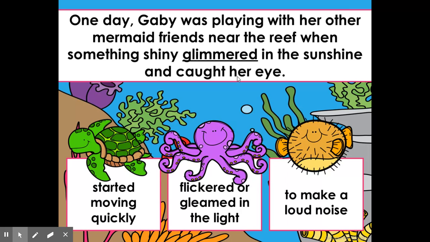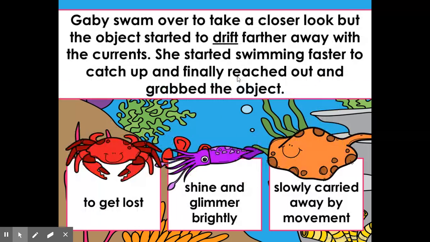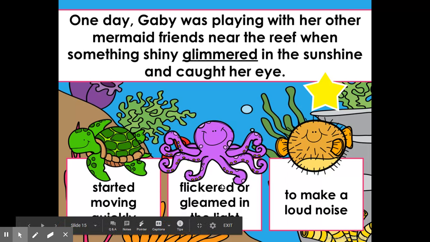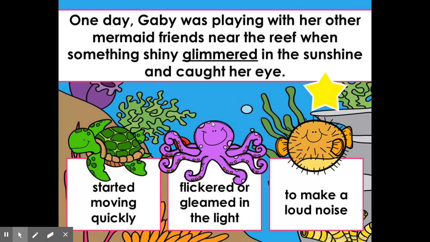And you can call out to Miss Livingston. Okay? And Miss Livingston, you can pause right here. So, as you might have known, glimmered means flickered or gleamed in the light. So the star should be here, so I'll move the star.